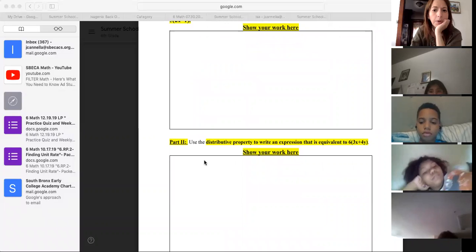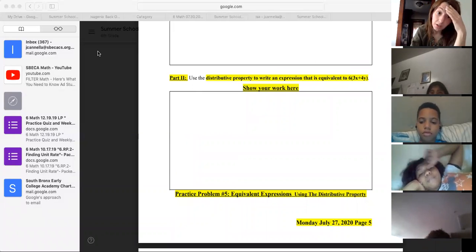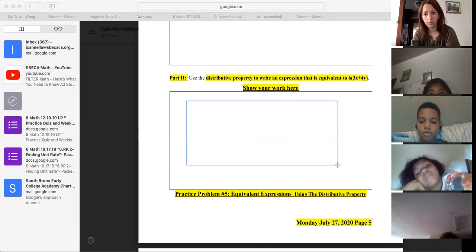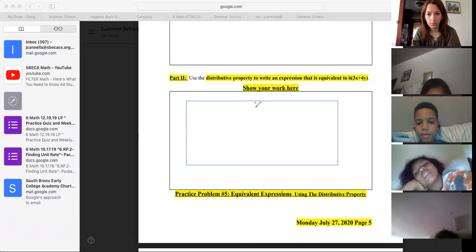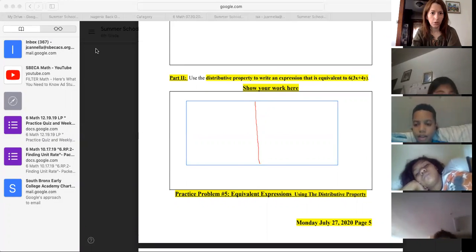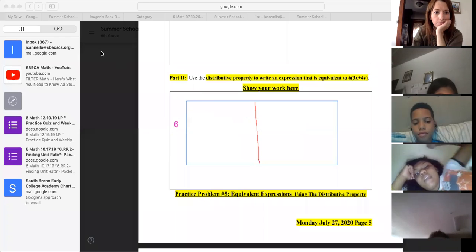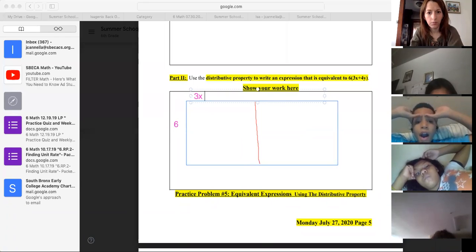Who's going to be brave to do part 2 for me? Leilani? Go ahead, let me just set it up. Read what it says, kiddo. Part 2. Use distributive property to write an expression that is equivalent to 6 parentheses 3x plus 4y. So what are we going to do? I'm setting it up as you tell me. You've got to put the outside number, which is 6, and the inside numbers, which is 3x plus 4y.